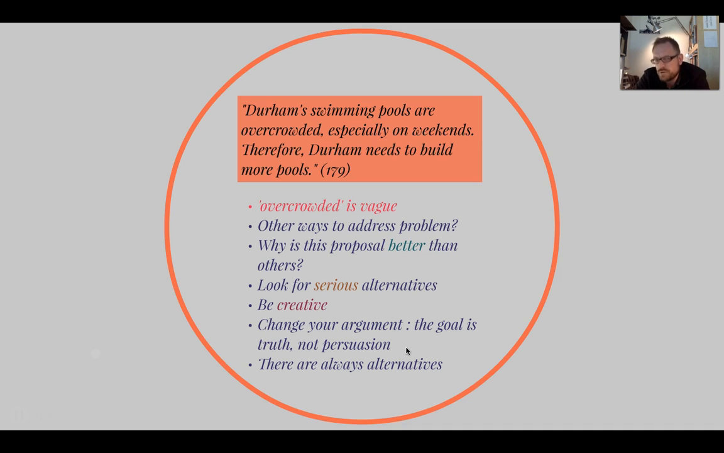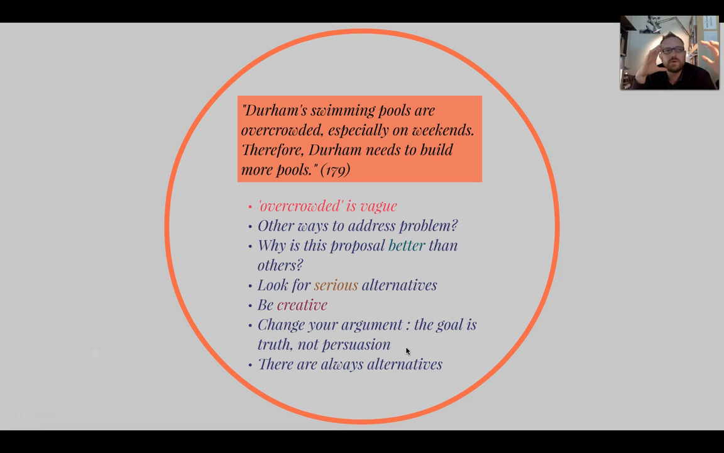So the goal should be truth, not just simply persuading other people. Of course, arguments are necessary in order to persuade people, so we're not denying that. But I think an important element is that sometimes you have to come to the hard conclusion that your argument should be changed, and instead perhaps you should endorse one of the other alternatives. And remember, there are always different alternatives. There's never just one solution.